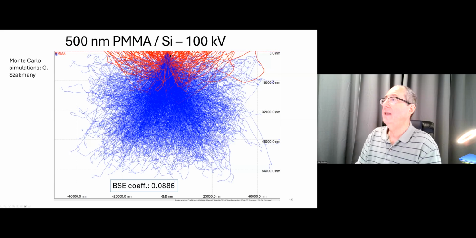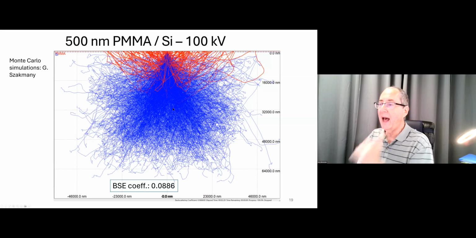So immediately you can see that the backscattered electrons emerge from a very wide region compared to where the beam goes in. But this number, backscattered electron coefficient of 100 kV electrons on silicon, ignoring the PMMA, is 0.0886. So about 8%, 9% of the electrons that go in manage to find their way out.